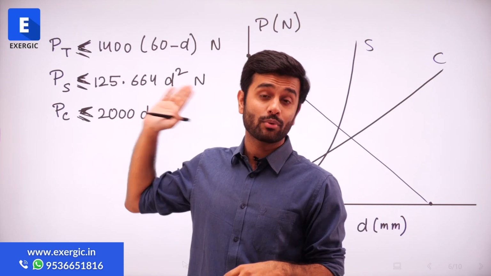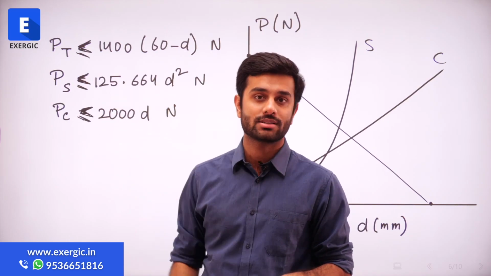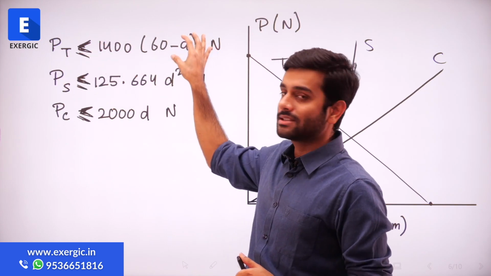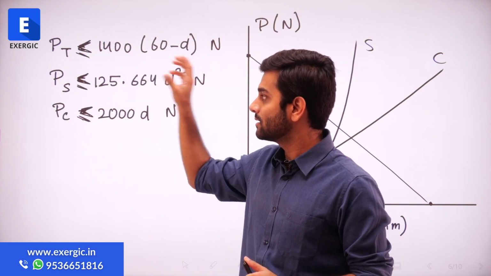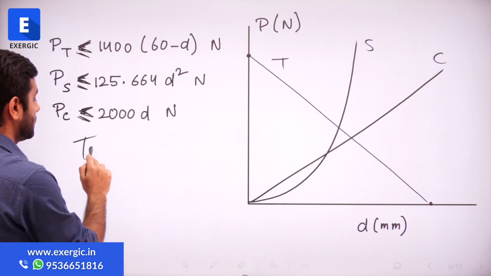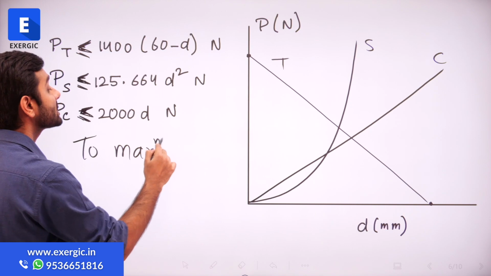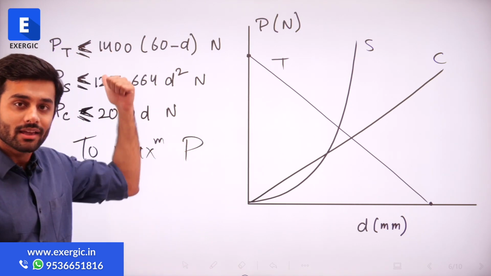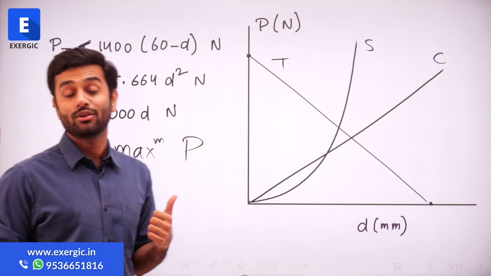This is a linear programming problem that has been given to us. You have three constraints. The PT value should be less than this, the PS value should be less than this, the PC value should be less than this, to maximize the value of P. P can be any of these, highest value, any of these.